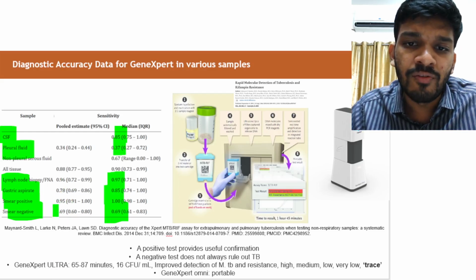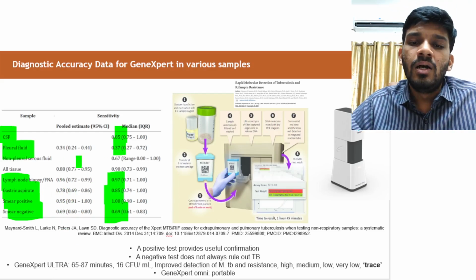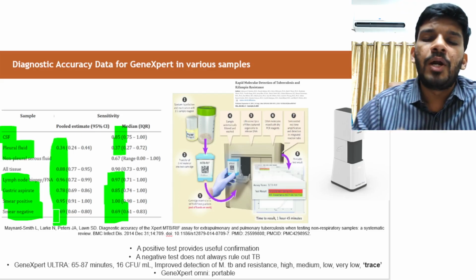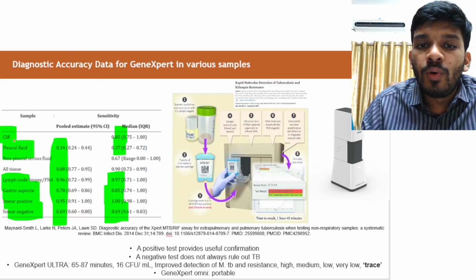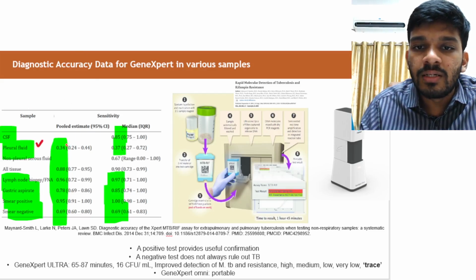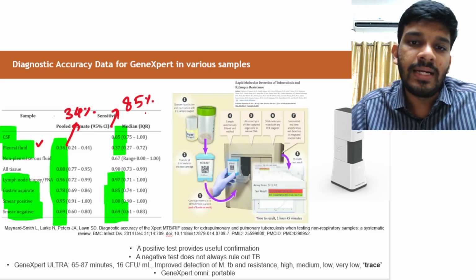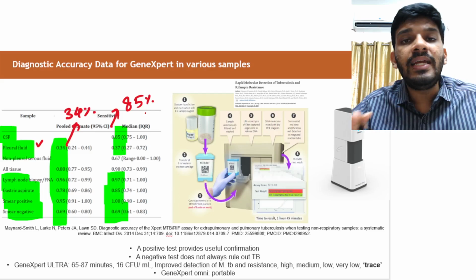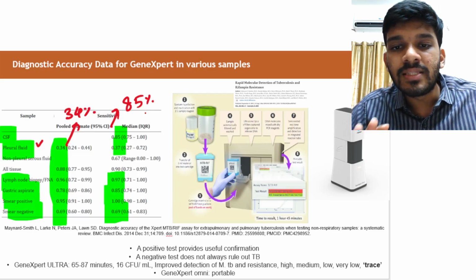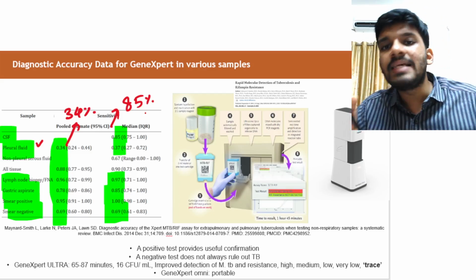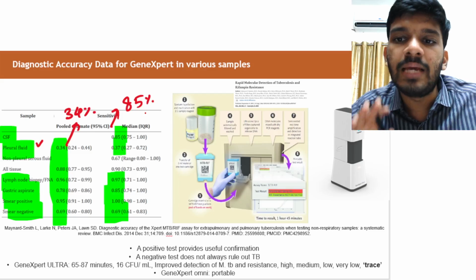So these data vary from place to place, but what you can remember is these pooled estimates. What you will be asked is that pleural fluid has the least sensitivity. Almost remember here 34% sensitivity for pleural fluid. CSF you can remember 85%. Lymph node 96 to 97%. Gastric aspirate 78 to 85%. Smear positive is 95% and smear negative is 69%. These are important data. The exact data are not important. This trend or this table is important.